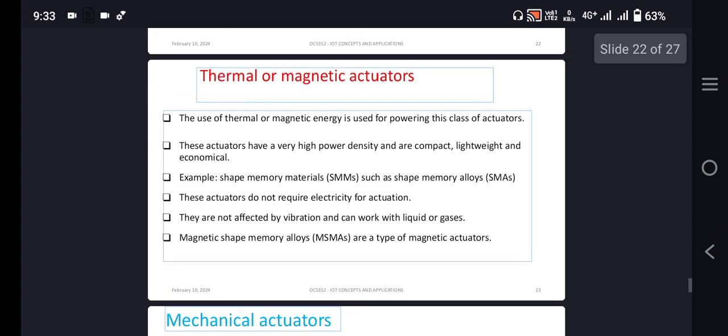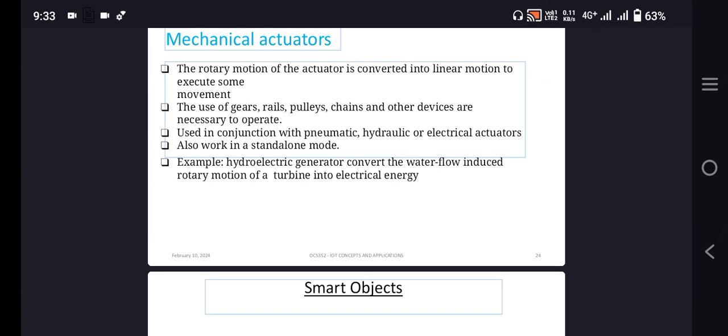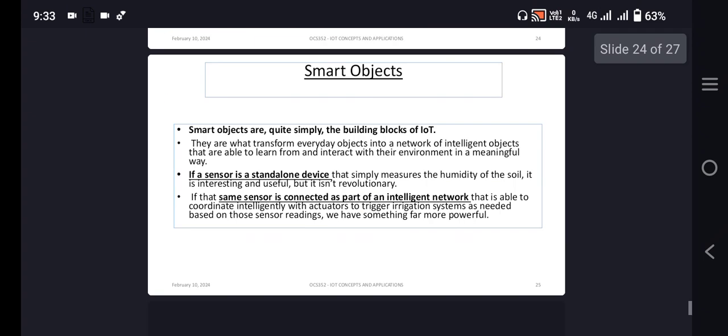Thermal or magnetic actuators have very high power density, and are compact, lightweight and economical. These actuators do not require electricity for actuation. Mechanical actuators, in this the rotary motion of the actuator is converted into linear motion to execute some movement.